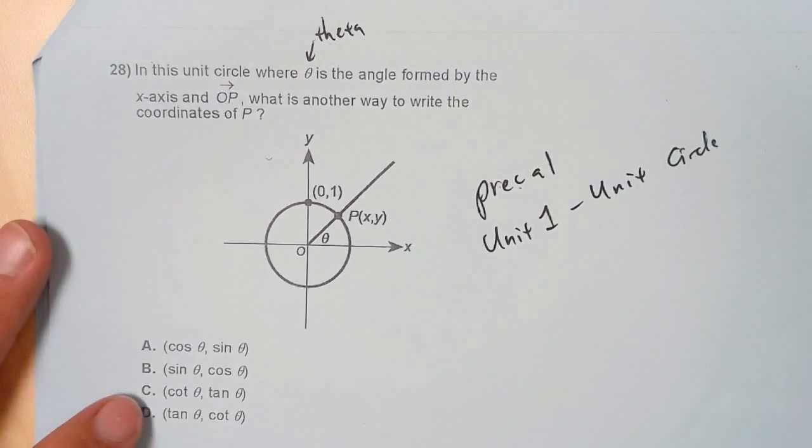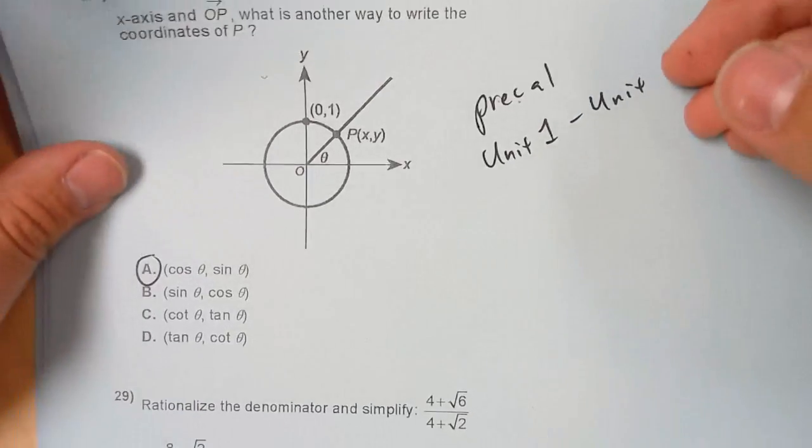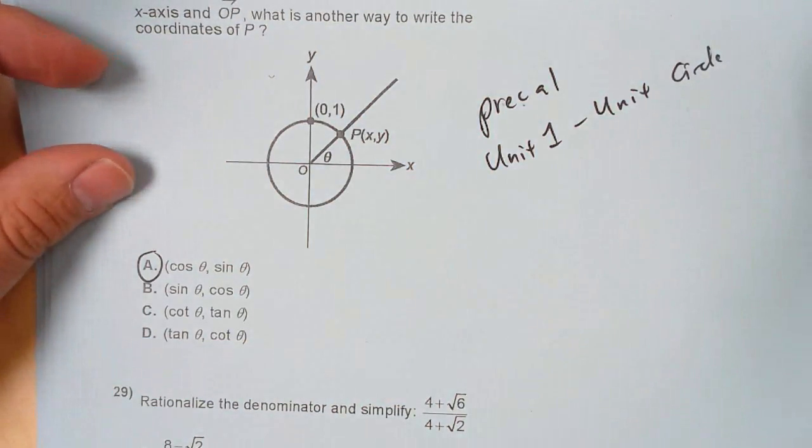So number 28 is going to be A. Congratulations, you get another freebie. This is another one that if you see a question like this in the EOC, it's one of those you shouldn't waste your time on.